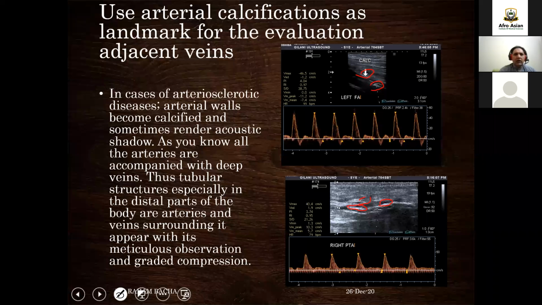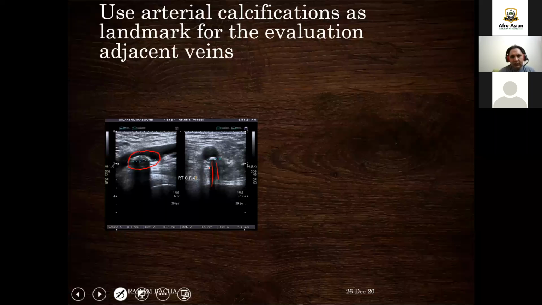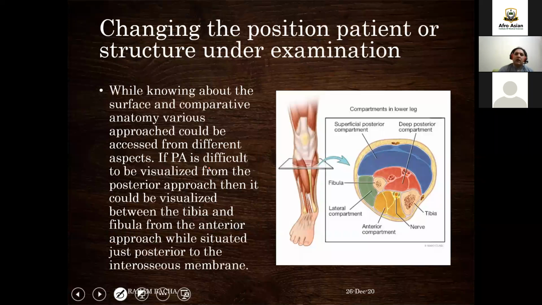Then here, this is another artery. Here is a large calcification, having a posterior acoustic shadow as well. So with the help of that calcification, we can easily differentiate between an artery and other structures.